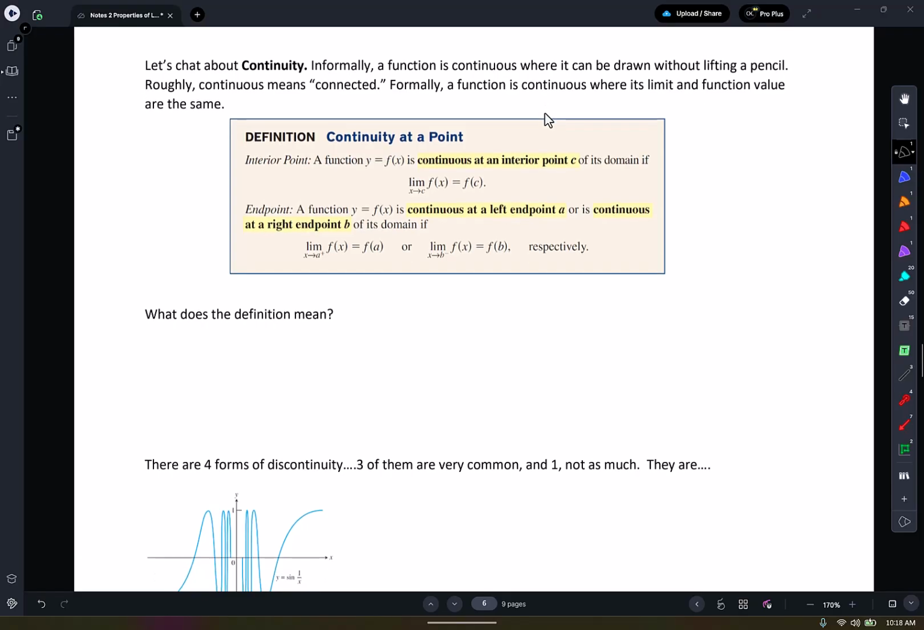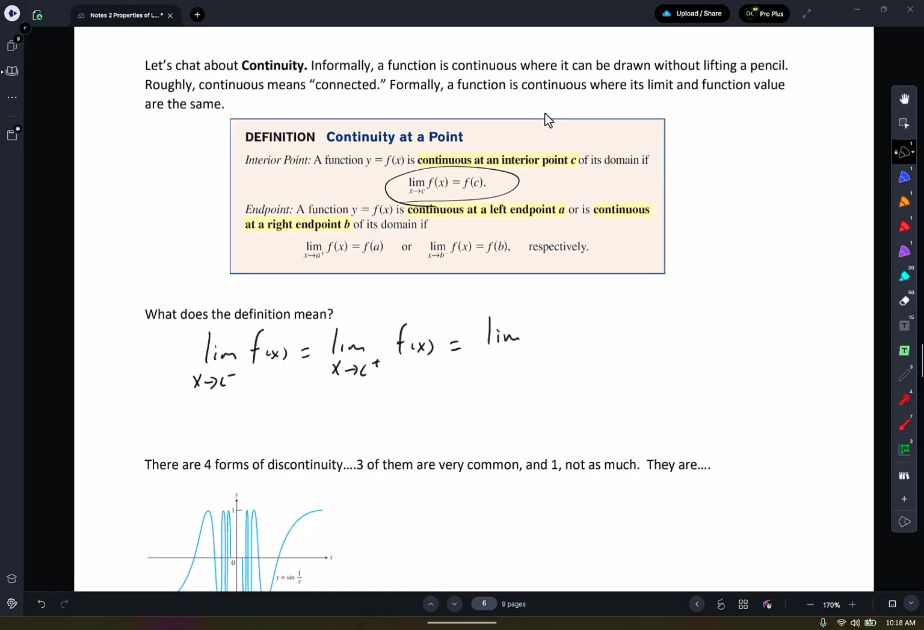Now we're going to talk about continuity. All this means, when we talk about endpoints, if it's an endpoint, you're continuous. But if it's an interior point, what does all this mean? If you're at an interior point, this means this, okay, I guess I'll write it. The limit as x approaches c from the left of some function equals the limit as x approaches c from the right of that function. So that means I have a limit.